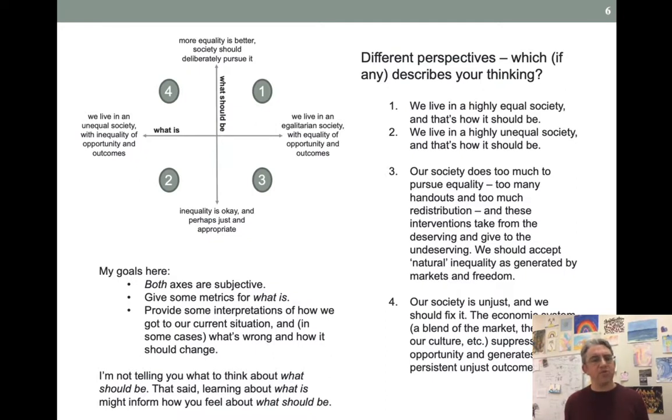I also want to give some metrics subsequently here for what is. That's what we'll spend the rest of this part on. And also, I would say that I'm hoping to provide some interpretation of how we got to our current situation, and in some cases, what's wrong and how it should change. Perhaps tipping my hand a little bit. But that 3rd bullet point is really for future parts, not this one. Now, again, I am not telling you what to think about what should be. I want to be clear about that. That said, I think learning about what is might inform how you feel about what should be as you go through this material.